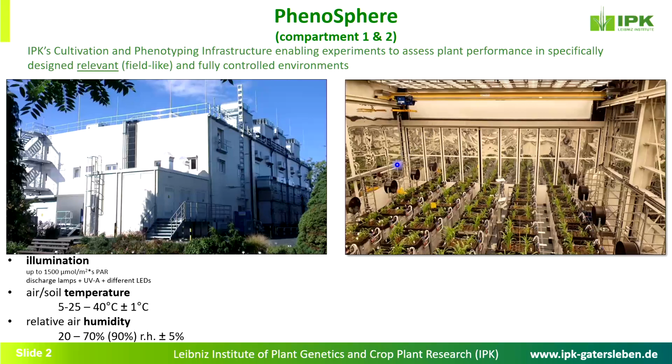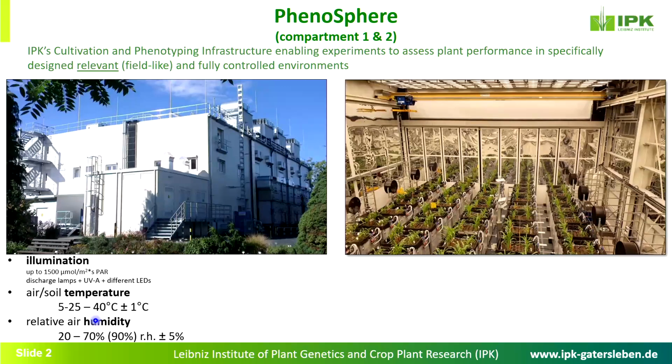Furthermore, we can control air and soil temperature. And especially with the air temperature, if the light is not on at night, we can go as low as 5 to 10 degrees. And when the light is turned on, the lower limit is around 10 degrees and up to 40 degrees Celsius. And the system was specifically designed so that we can regulate that in a very fast manner.